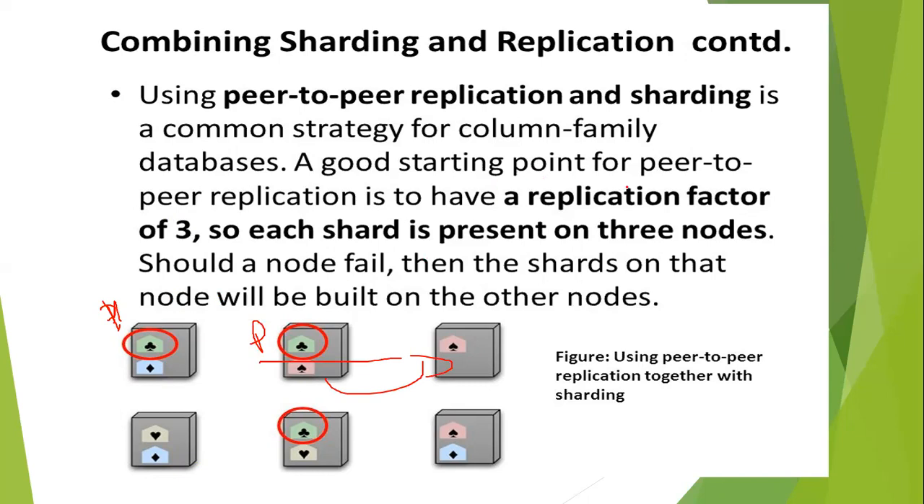So a good starting point for the peer-to-peer replication is to have a replication factor of 3. So each shard is present on 3 nodes.